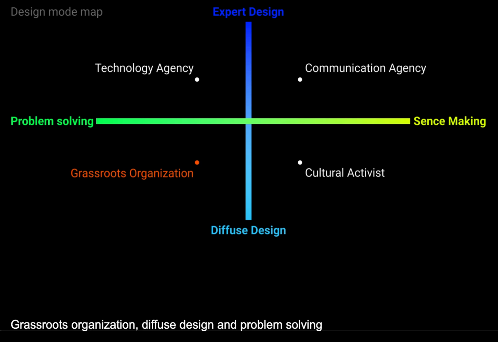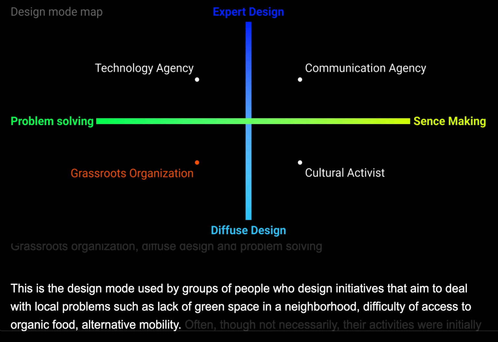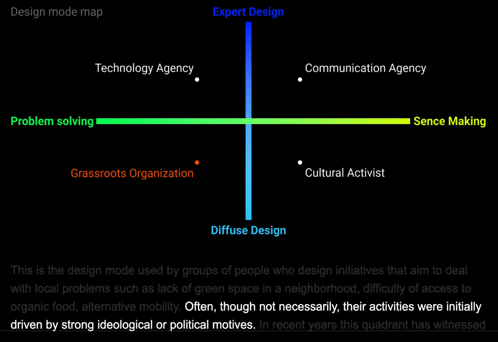Grassroots organization, diffuse design and problem solving. This is the design mode used by groups of people who design initiatives that aim to deal with local problems such as lack of green space in a neighborhood, difficulty of access to organic food, alternative mobility. Often, though not necessarily, their activities were initially driven by strong ideological or political motives.